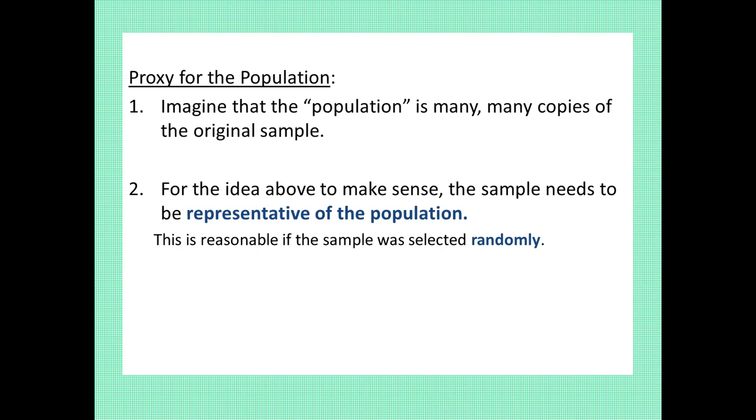This idea is only going to make sense if the sample is representative of the population. If it's not, you're going to end up with a proxy population that's nothing like the real population, so you're going to end up with a very distorted confidence interval ultimately. But if you have a representative sample, this is a reasonable thing to do. And more specifically, the way that we've talked about it so far, if you have a randomly selected sample, that'll represent the population appropriately, and that'll work.